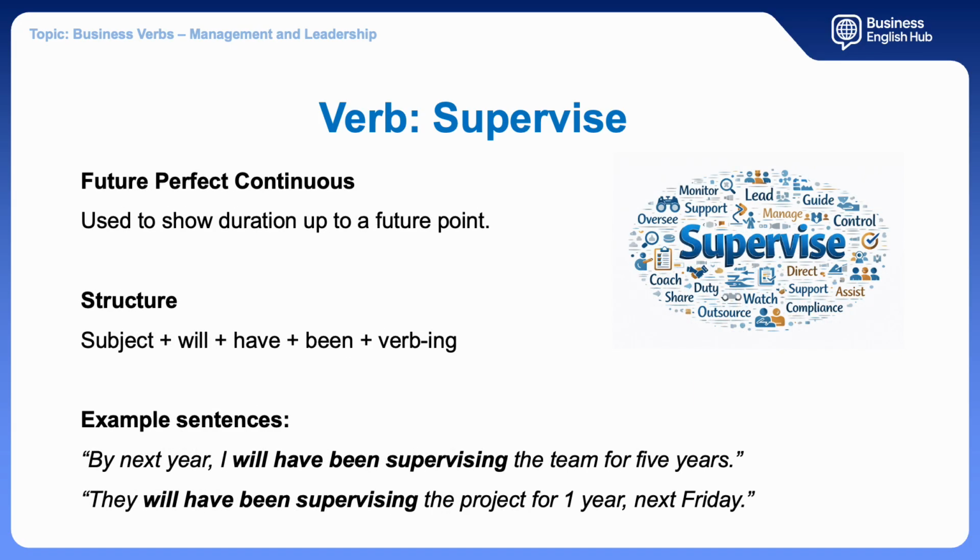Future perfect continuous is used to show duration up to a future point, and it uses the structure subject plus will plus have plus been plus verb ending in ing. Two example sentences of the future perfect continuous of supervise include: by next year, I will have been supervising the team for 5 years. They will have been supervising the project for 1 year next Friday.